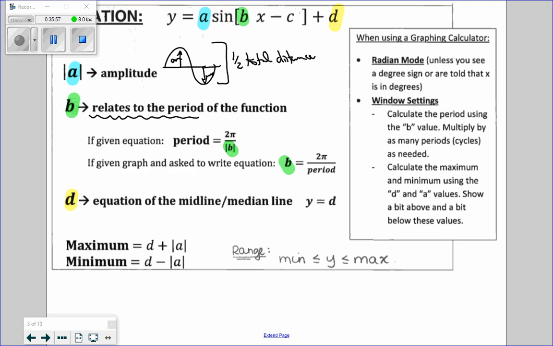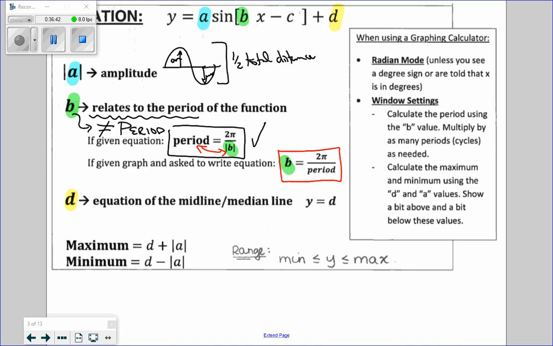B relates to the period. B does not equal period. So on your formula sheet, this is given. Period equals 2 pi over b. If you swap these two around, you get b equals 2 pi over period. Okay, so you can just swap the b and the period depending on what you want. So if you're looking for the period, you go 2 pi divided by b. If you're looking for the b value, you go 2 pi divided by period.